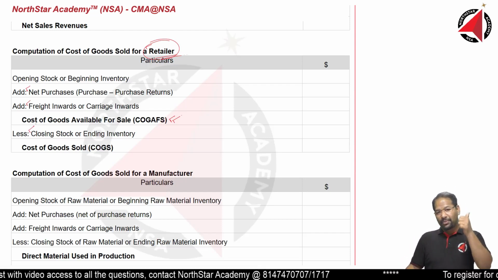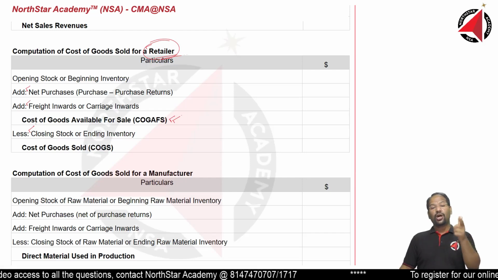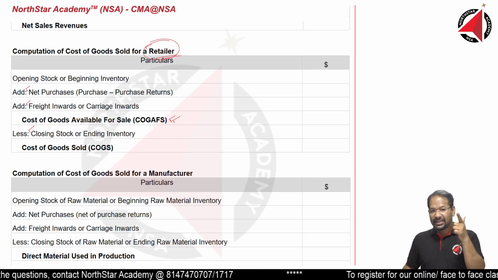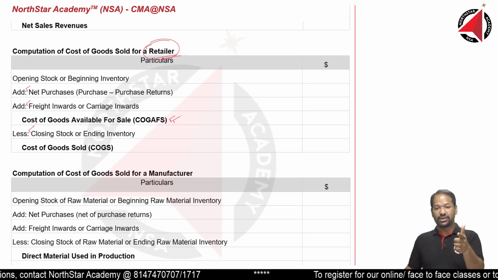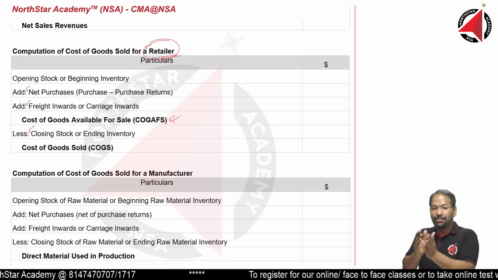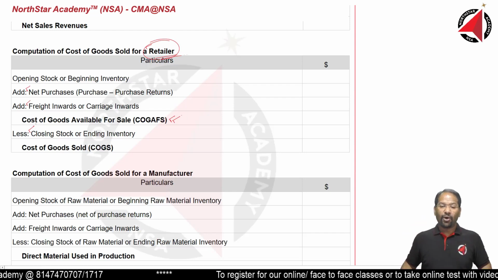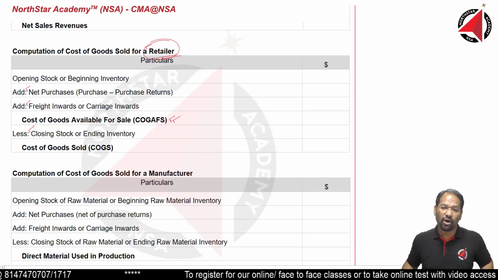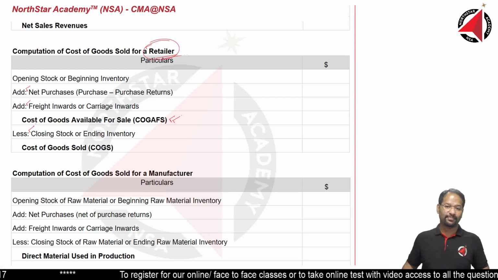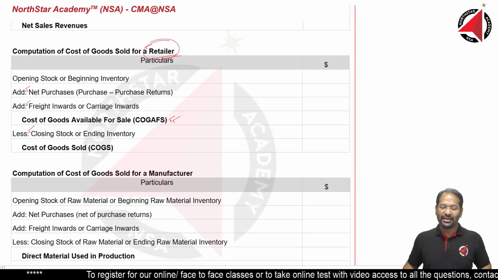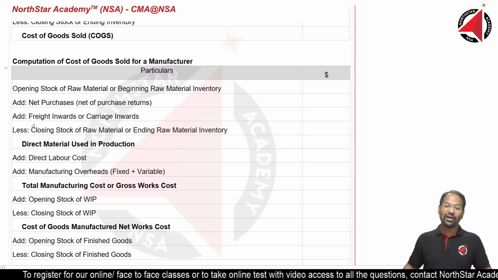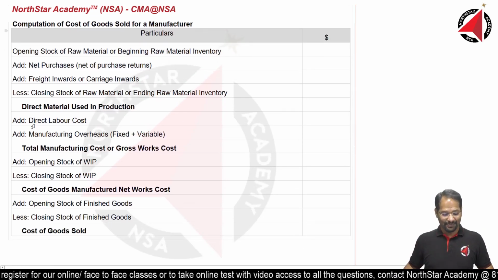So remember, repeat with me: opening stock plus purchases, purchases here means net purchases, plus carriage inward, together we get what? Cost of goods available for sale. From this we subtract closing stock value. What do we get? We get cost of goods sold. Will you remember? Yes, you have to remember. There is no escape because it is constantly tested in exams.